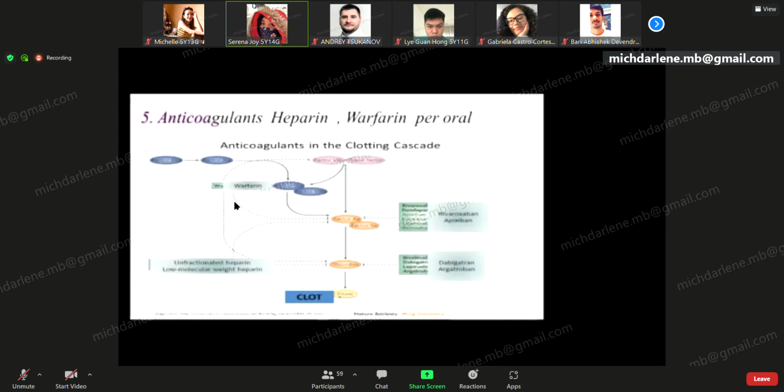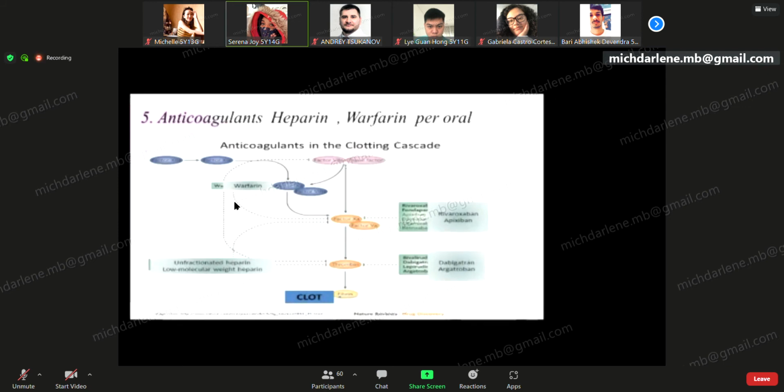Anticoagulants: heparin, warfarin. Anticoagulant therapy includes direct and indirect anticoagulants. If we speak about direct anticoagulants, we can use unfractionated heparin and low molecular weight heparin.